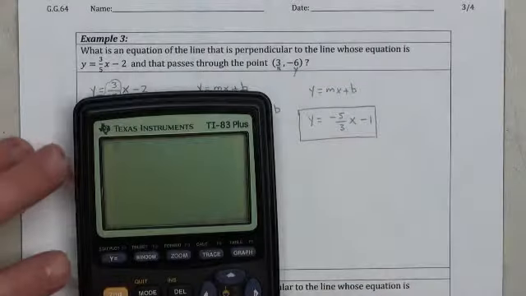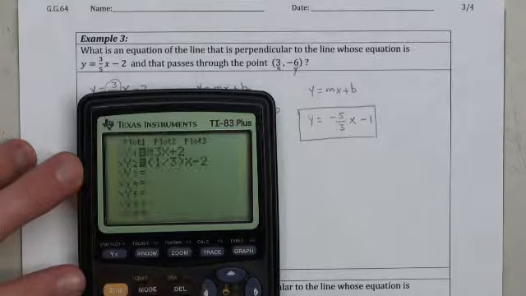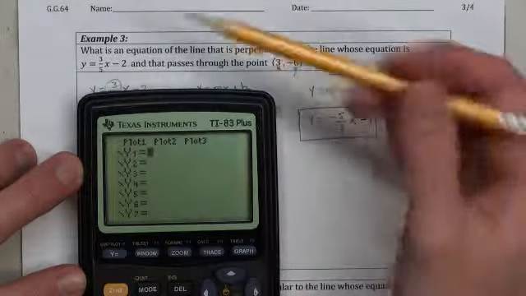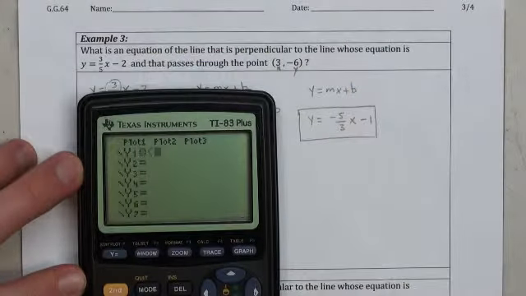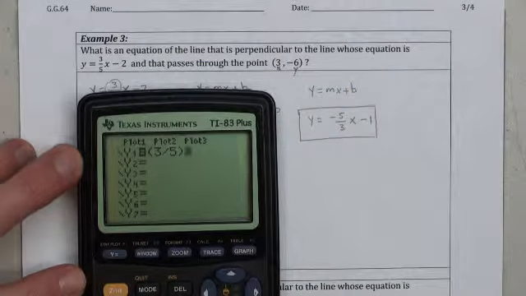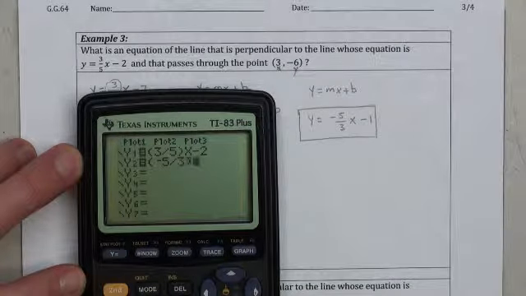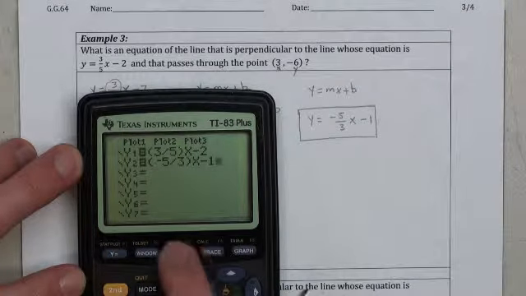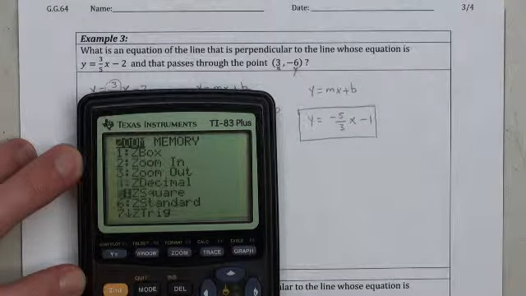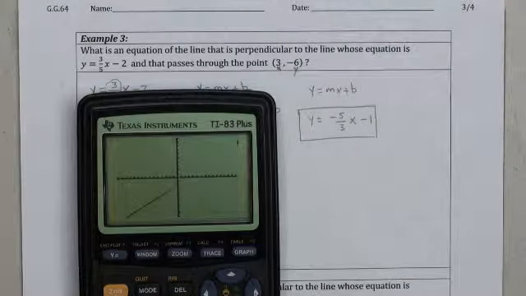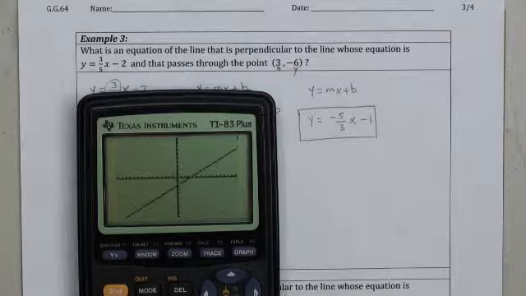Now I check to see if those look like they're perpendicular. So I go to y equals and I clear out my equations. First I'm going to put in the original one. I put my 3/5 in parentheses, 3/5 x minus 2. And my next equation is my answer. So I'm putting -5 divided by 3 in parentheses, x minus 1. Let's see what happens when I hit zoom, z square. They should look perpendicular. And they are. Okay?